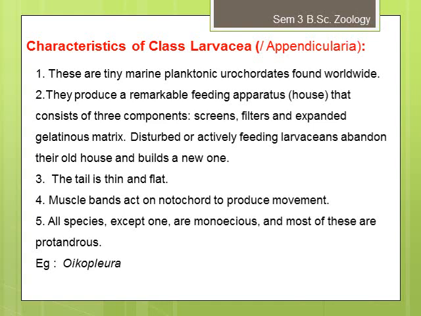Now, the atrium and the atrial apertures are both absent in the case of Larvacea, and they have only two gill slits in the pharyngeal region, opening directly to the outside. Then the sexes are united, but there is no metamorphosis. Unlike the other two, they don't exhibit any metamorphosis. These are the unique identifying features of class Larvacea. And the example which you need to learn is Oikopleura.